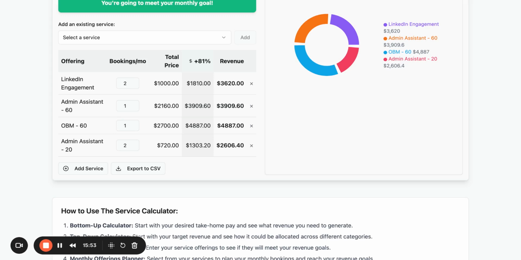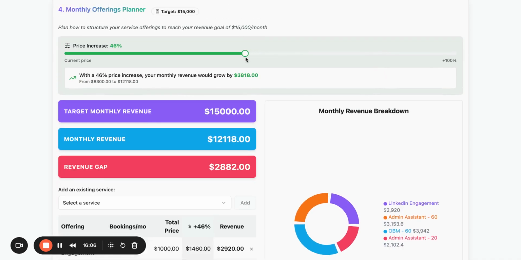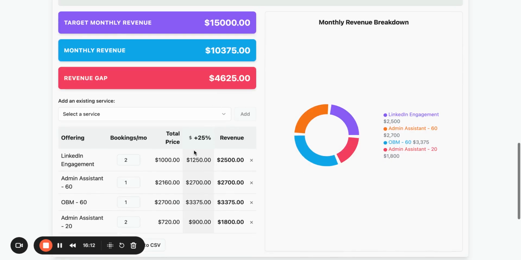is a process, right? And so ideally, what we're going to find is a hybrid approach of new clients and raising our rates. So let's test that theory. Let's pop this down to something that feels more realistic, even if we were doing like a 25% price increase.